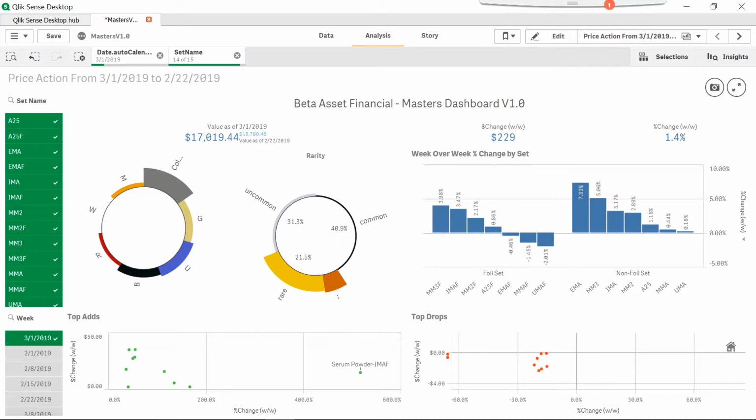Hello world. Welcome to Beta Asset Financial, a channel designed by a data finance nerd who recently just got back into MTG. So I'm excited to demo this idea that I've been mulling over in the past few months because it's the perfect intersection between what I love to do in my day job and what I've recently become super intrigued by, I think for maybe the third or fourth time in my life.